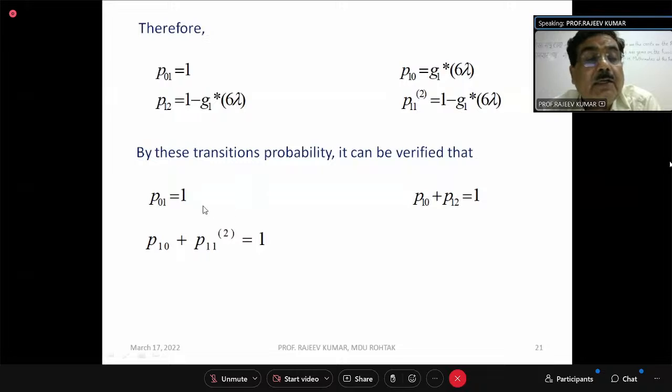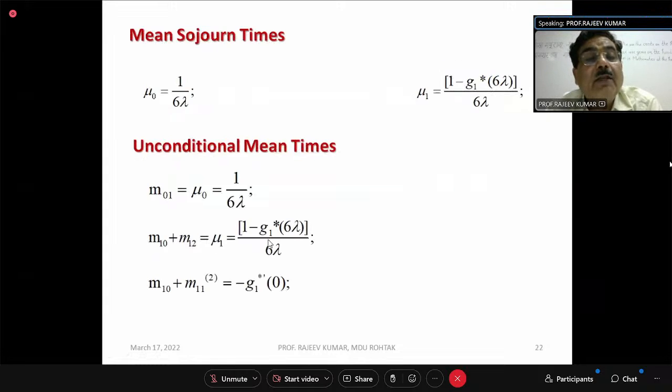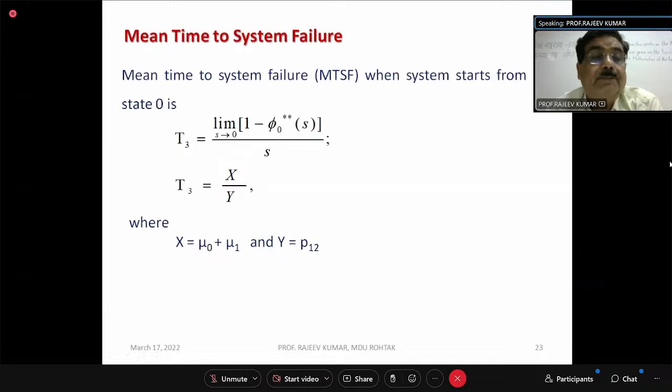You can check that in any state, the total probability of transiting to any other state should be 1, and that we have noticed. We can compute the mean sojourn time at state 0 and the mean sojourn time at state 1. These are the computed values. The mean sojourn time at stage 2 is not evaluated because that was a non-regenerative state, and unconditional mean times are also computed for the stages. Mean time to system failure, that formula we know, and in this case it comes out to be x over y, where x stands for the numerator value, mu0 plus mu1, and y is p12.